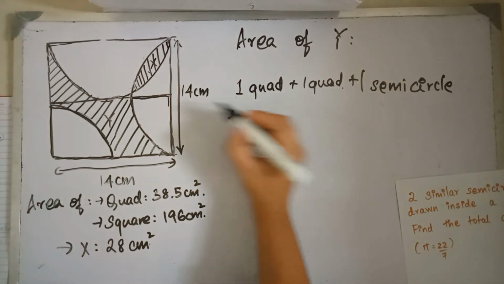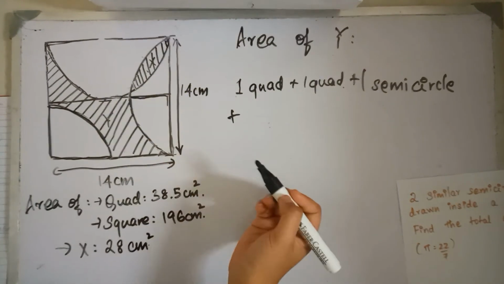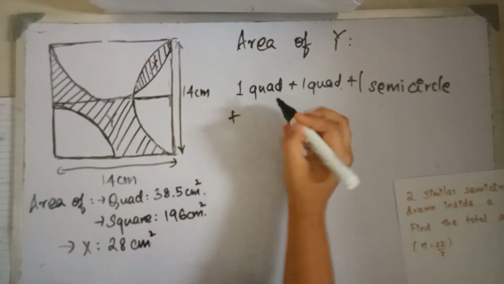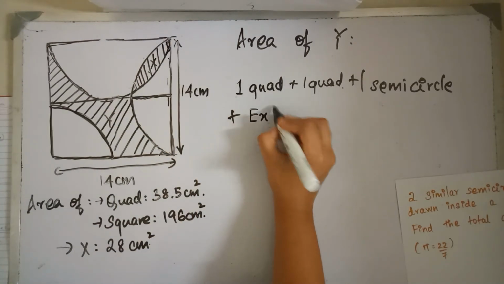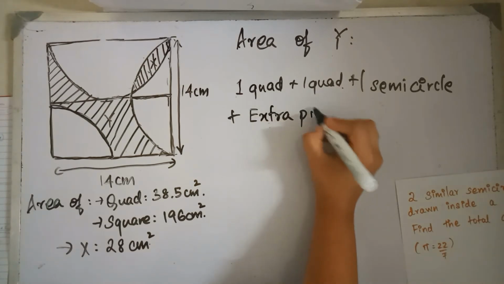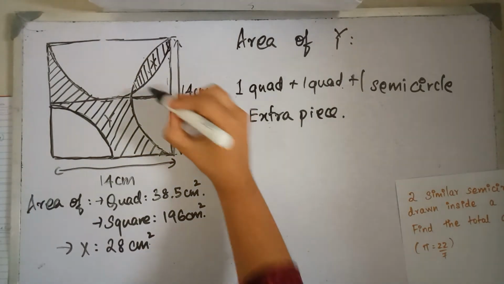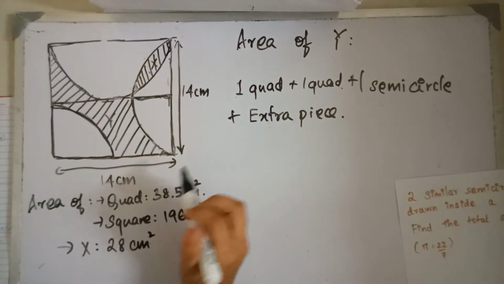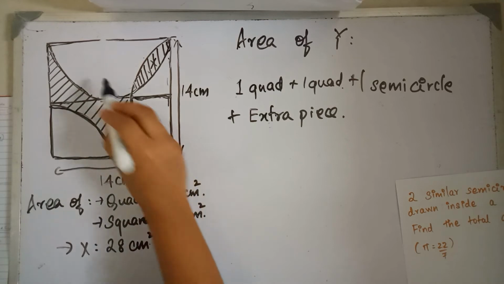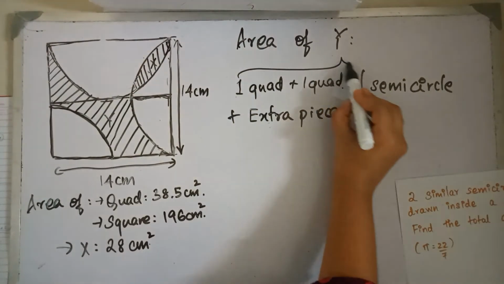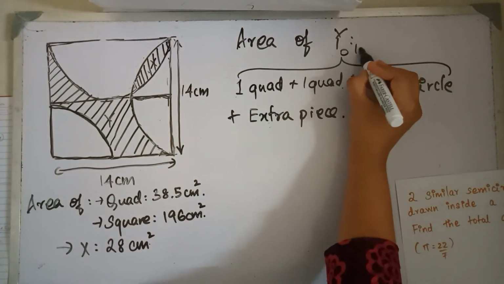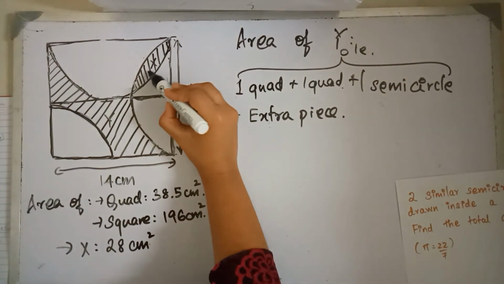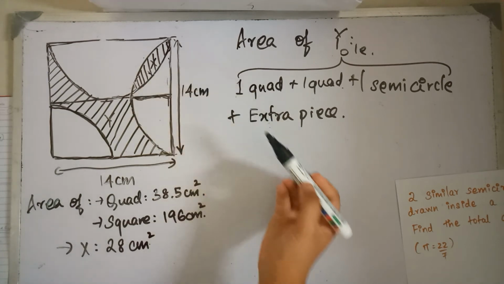plus, what have we left out? Is that all? We have left this part out. This is a white part. Let's have this as extra piece. I'm naming this part as extra piece. Rest of it, one quadrant, quadrant, semicircle, they all give the area of a full circle. Right? Now I've taken this also into consideration, part x, because we are done with x.